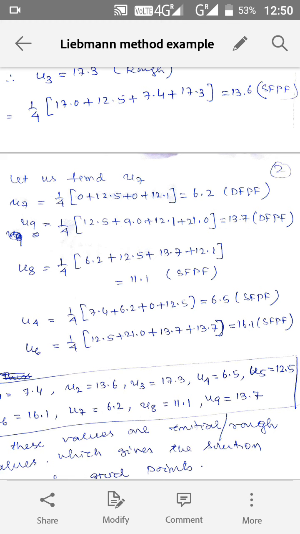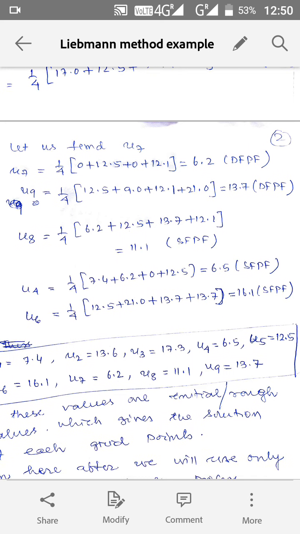So U8 we can calculate. U8 will be nothing but 1 by 4 of 6.2 plus 12.5 plus 13.7 plus 12.1, and so we will get 11.1, that we will get by using the standard 5 point formula. And U5, U4 also can be obtained by using the standard 5 point formula, and that is nothing but 6.5. U6 will be nothing but 16.1.